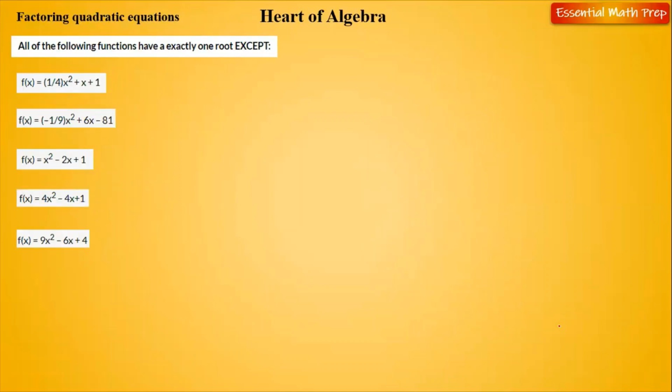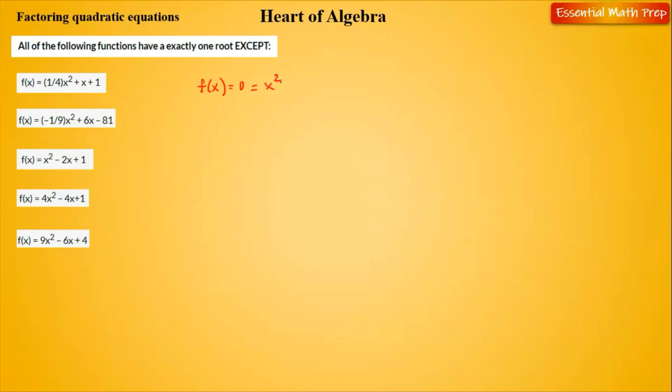This problem is very simple, but it's long. There is no easy way around this problem. So the question asks, all of the following functions have exactly one root except. So let's assume each of these f of x values is equal to 0. Let's start from the bottom up or from the top down, it doesn't matter, or you can start from the middle. Let's start from the middle.